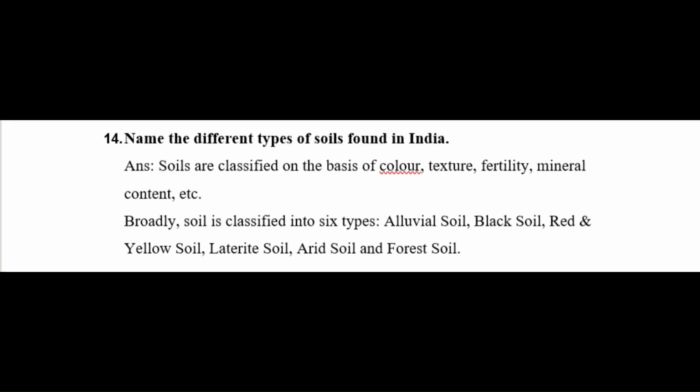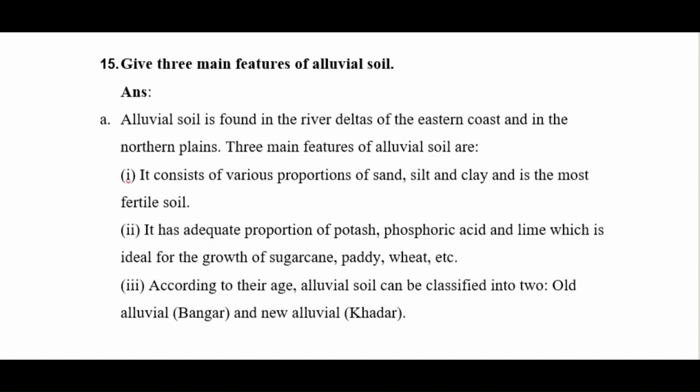14. Name the different types of soils found in India. Answer. Soils are classified on the basis of color, texture, fertility, mineral content, etc. Broadly, soil is classified into 6 types: alluvial soil, black soil, red and yellow soil, laterite soil, arid soil, and forest soil.